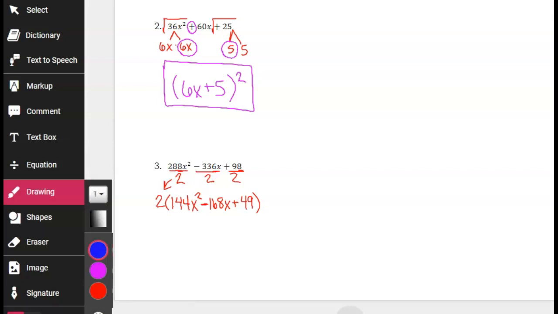So if I square root the first term and the last term, and I check the middle term, then I can do my perfect square trinomial. So I'm going to pause the video and see if you can finish writing your final answer. Pause your video. So if you're finished with your problem, you can check your answer with mine. Make sure that the GCF of 2 makes an appearance in your answer.